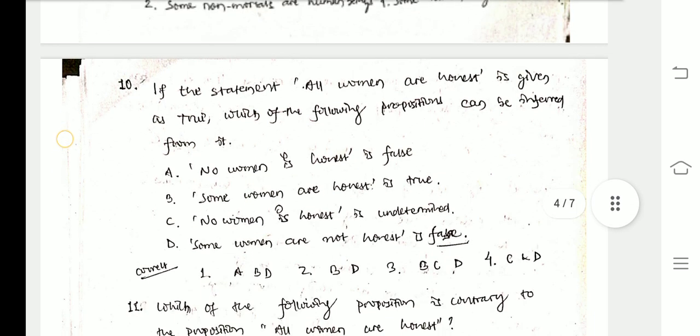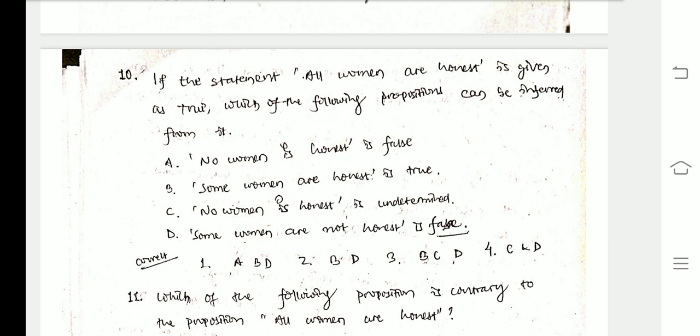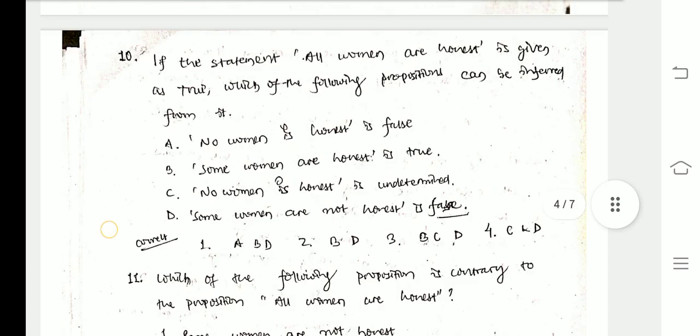So now moving on to question number 10. If the statement all women are honest, an A proposition, is true, then which can be inferred from it? No woman is dishonest. Yes, this is to be taken as at least one of them is false. A and E, at least one of them, A will be taken in option. So answer 1 for question number 10.